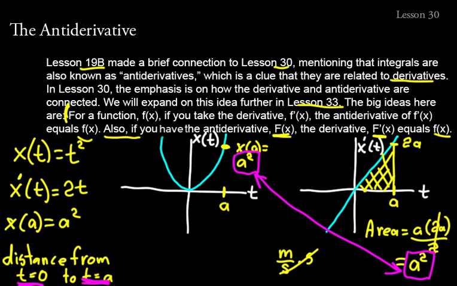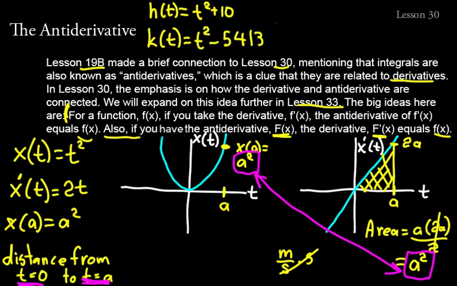X prime of 0 is 0. X of 0 is 0. Both of those. So considering some other t squared types of examples, what if we had an h of t equal to t squared plus 10? Or a k of t, some other kind of function of t squared, maybe t squared minus 5,413, and so on and so on.